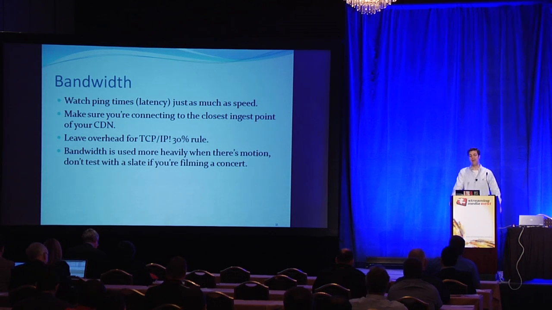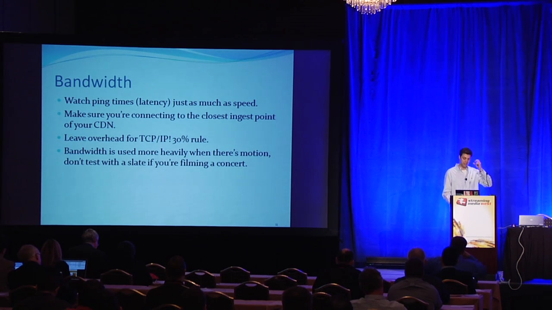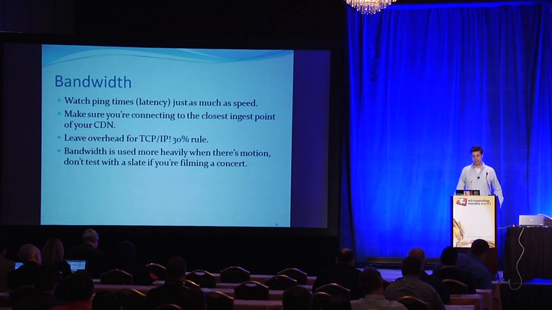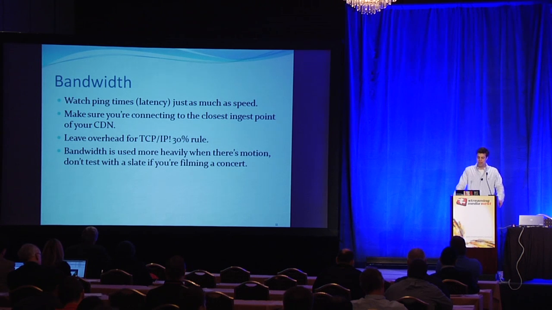Bandwidth is used more heavily when there's motion. Some of that is the thing I was talking about with the ball moving 1 pixel needing a lot less bandwidth because there's a lot less information to be sent. And some of that is just optimizations of the encoders that we have now. But don't test with a slate if you're filming a concert.